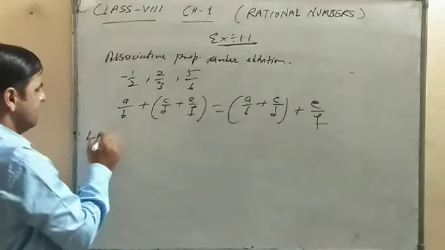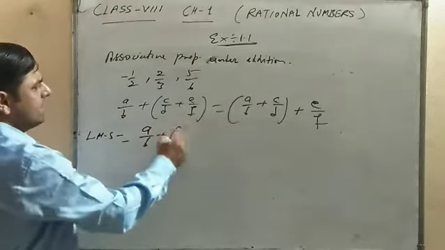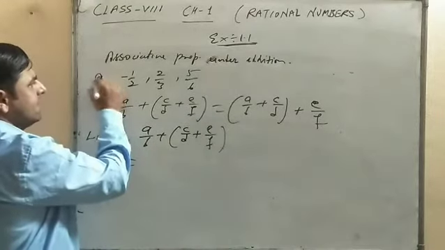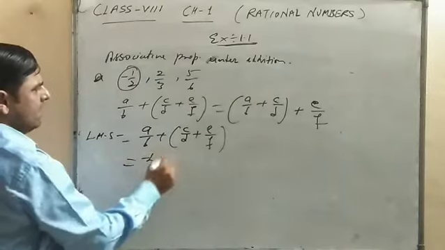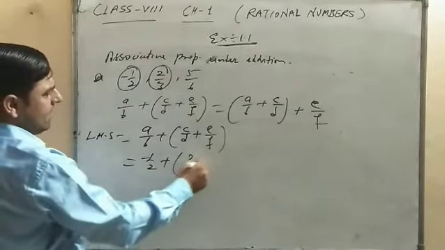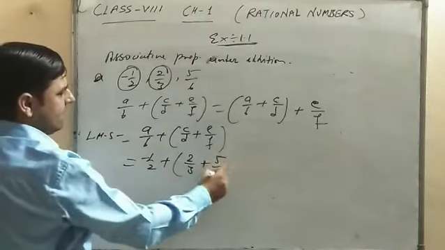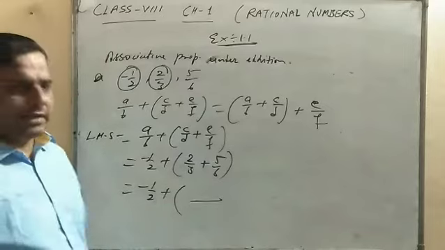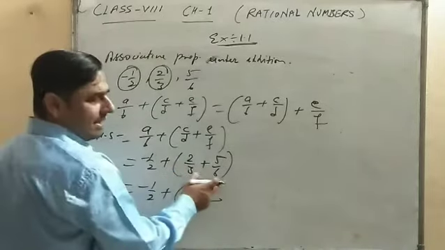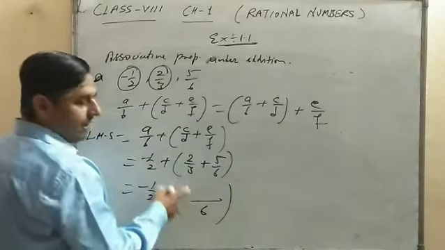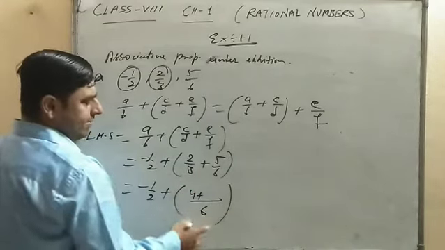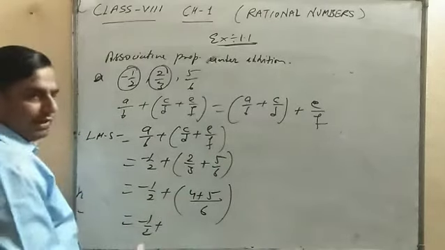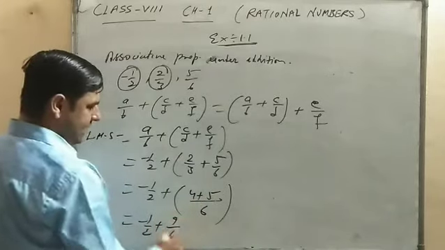So left hand side: a upon b plus, in brackets, c upon d plus e upon f. What is the value? a by b is minus 1 by 2, c by d is 2 by 3, then e by f is 5 by 6. So check it. Minus 1 by 2 plus, firstly we will solve the small brackets. Inside, the denominators are 3 and 6. So LCM is 6. 6 divided by 3, 2. 2 2s are 4. 6 divided by 6, 1. 1 5 is 5. So minus 1 upon 2 plus 4 plus 5, 9 upon 6.